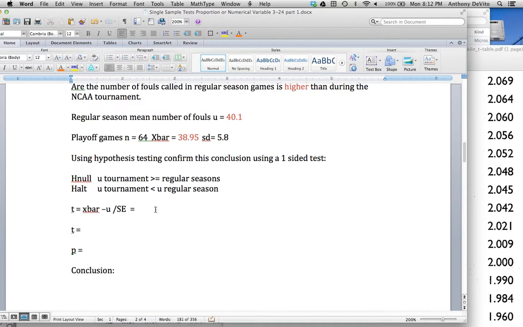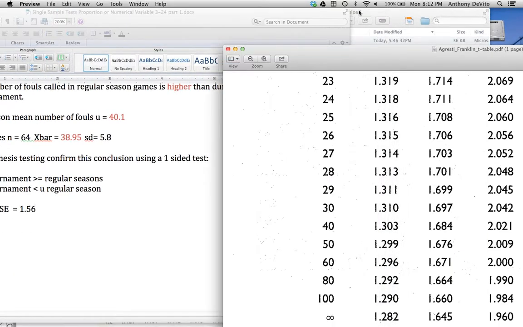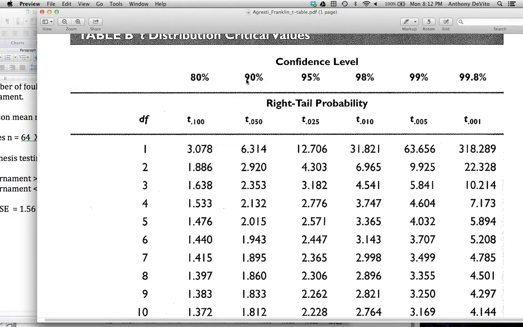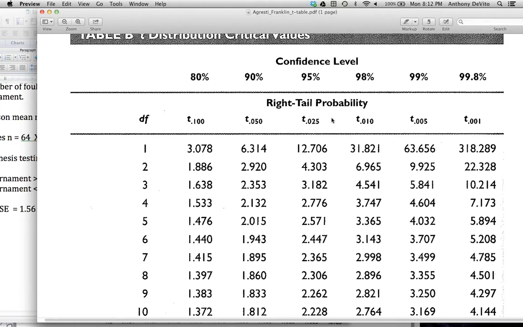Okay, so we calculated this before. Anybody remember, it was 1.58, right? 1.56. Okay, it's the same calculation. We didn't change any of the numbers. The only thing we changed was the way that we're looking at the probabilities. So now I'm going to go over to my t table, except this time, the right tail probability, you can also look at that as the left tail probability, since it's symmetrical. The right tail probability before was 0.025.